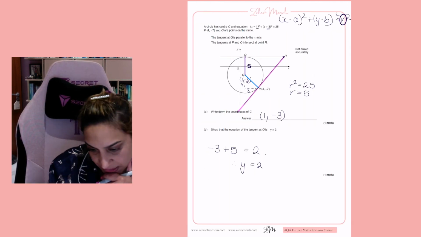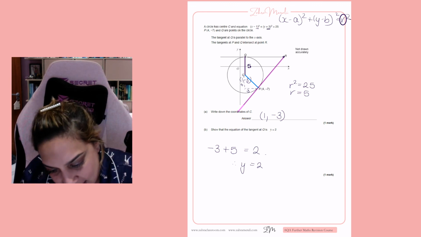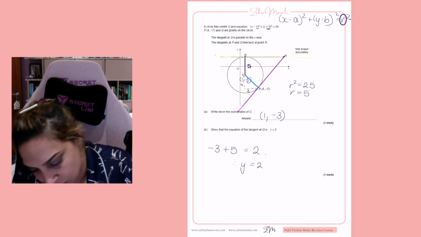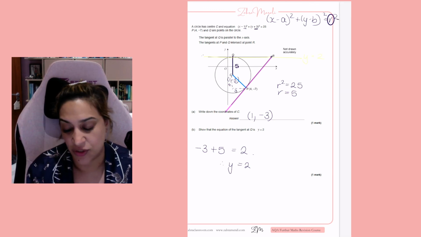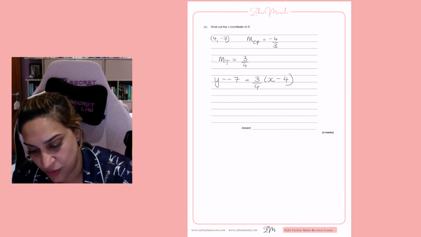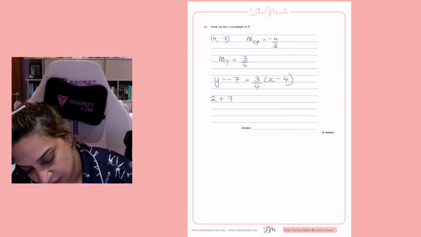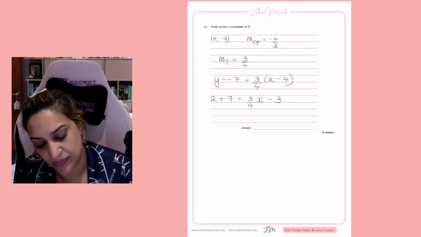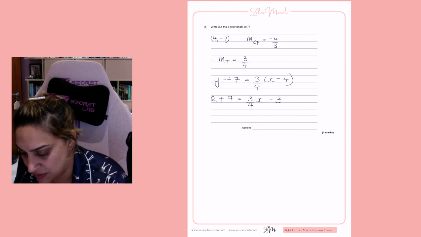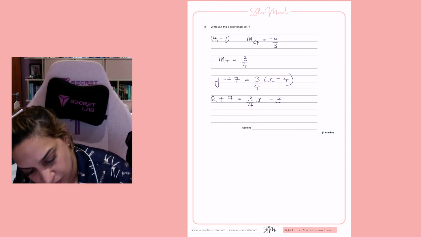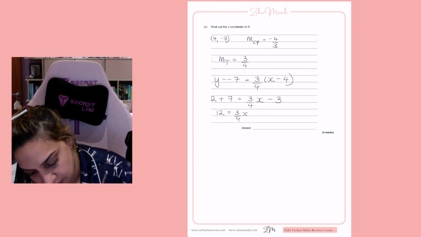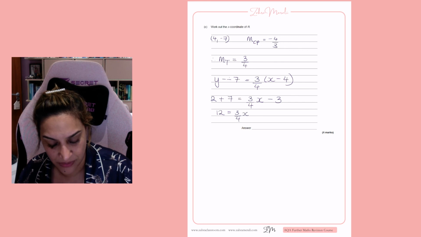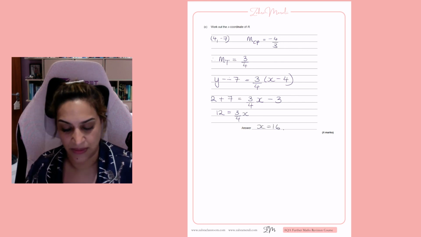And we're trying to find out where that meets this line here, which we know is the line of y equals 2. So we substitute in, y is 2. So we get 2 plus 7 equals 3/4 x minus 3. So 2 plus 7 plus 3 gives us 12 equals 3/4 x. So x is going to be 16. The x coordinate is 16.